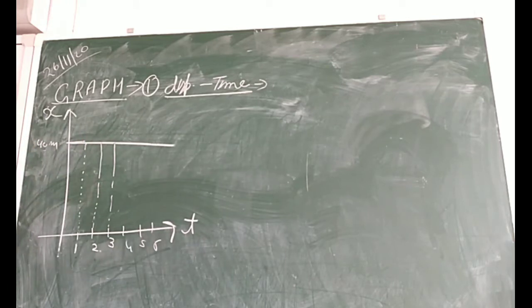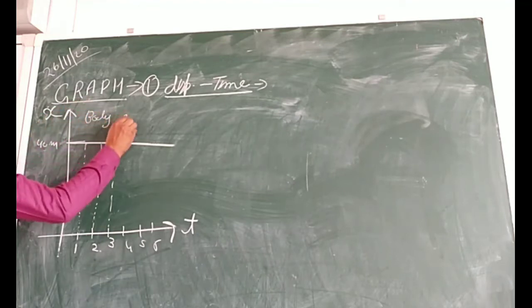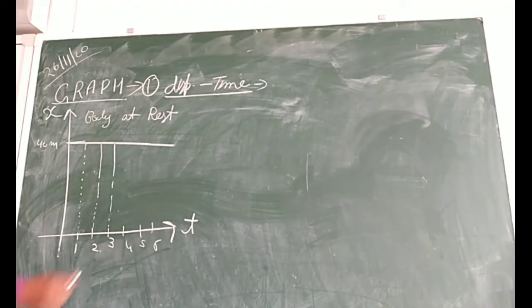This means the time is increasing, but there is no change in the displacement. The displacement of the body is fixed. There is no variation in the displacement. Then we can say that the body is at rest. Is it clear? Yes. Because with time there is no change in the displacement of the body. Is it clear? Yes, sir. Okay. Then the first graph represents a body at rest. Okay? This is our first graph.